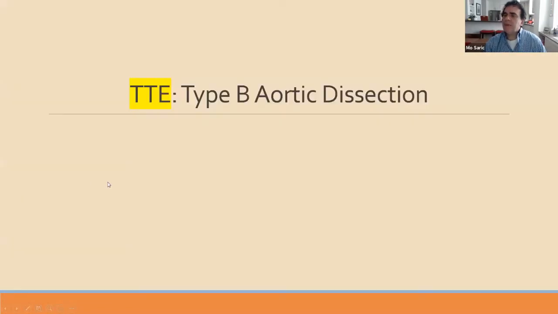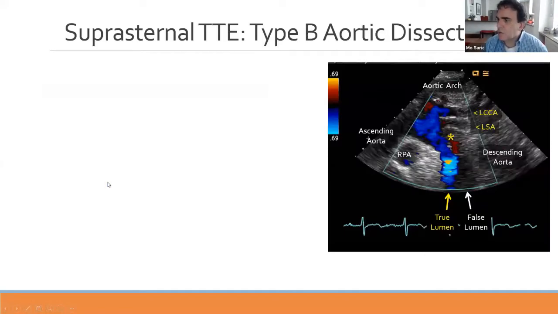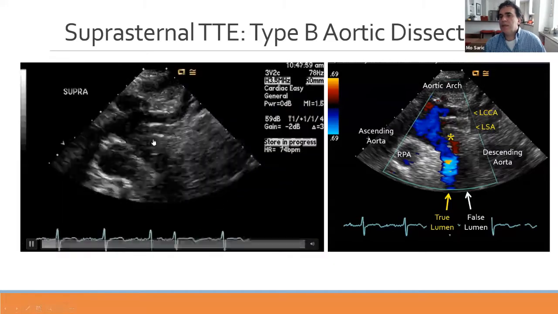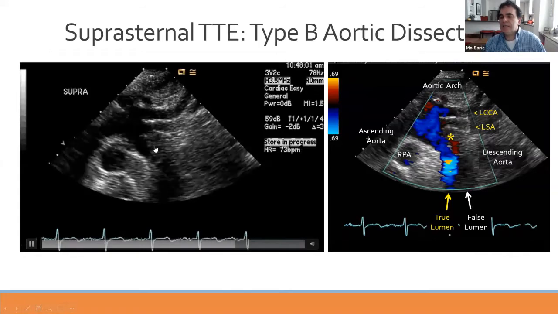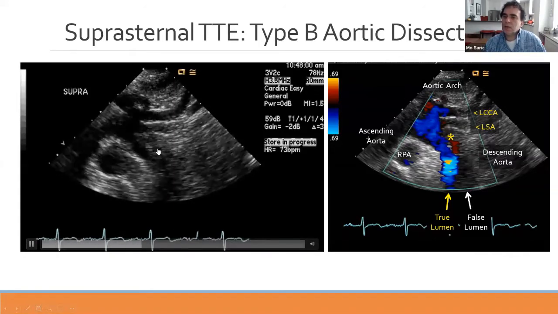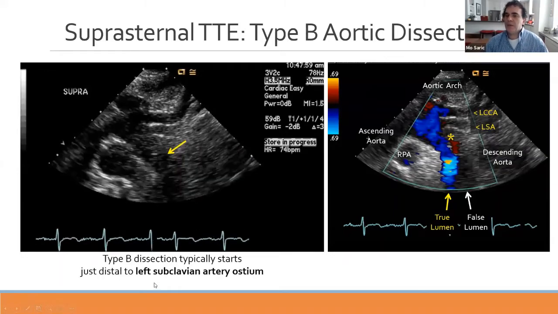How about the type B aortic dissection? What do we see there on transthoracic echocardiography? Here's the suprasternal view. The structures are labeled, and then with the moving image, you will clearly see that there is undulating, independently mobile echo density in the descending thoracic aorta, indicative of type B aortic dissection.